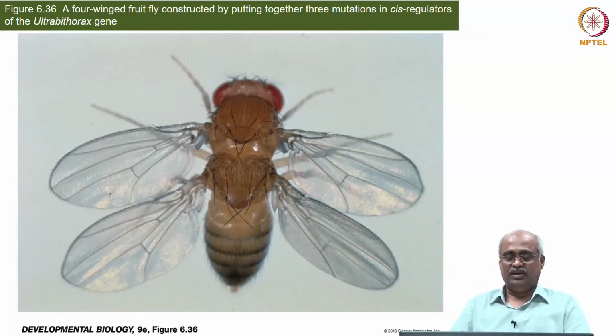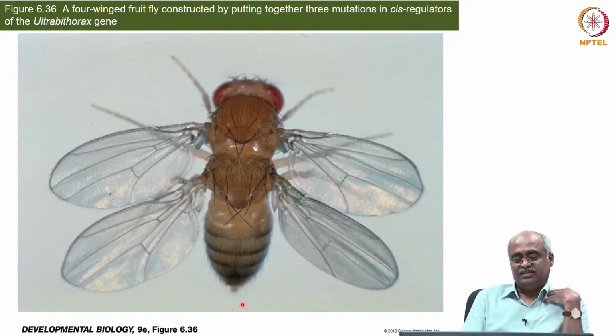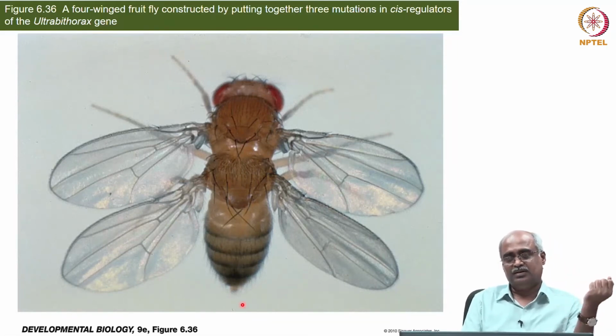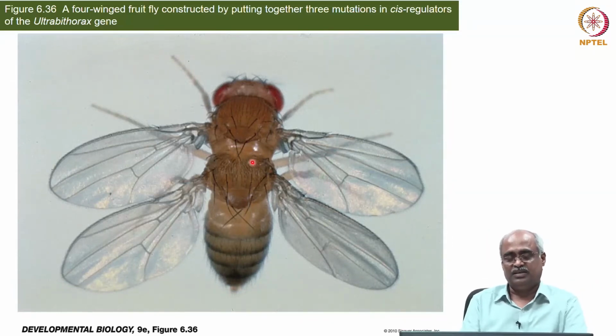So if the homeotic gene that is expressed there and specifies the halter is mutated, then the third segment behaves more like the second segment and ends up making a pair of wings as shown here. The third thoracic segment behaves more like the second thoracic segment and ends up making a pair of wings, as shown in this particular picture.